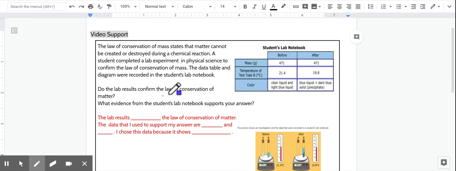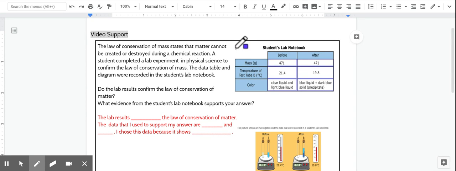It says, do the lab results confirm the law of conservation of matter? And what evidence from the student's lab notebook supports your answer? Now, those are the two questions. So we say, what the heck is this? The law of conservation of matter. Up here is a little bit of description of that.